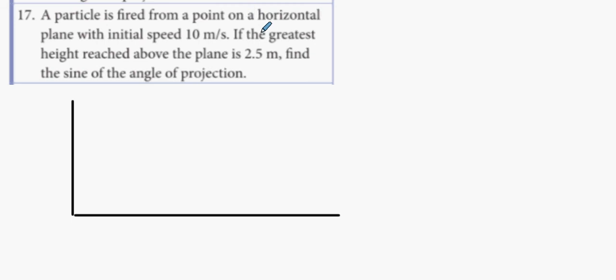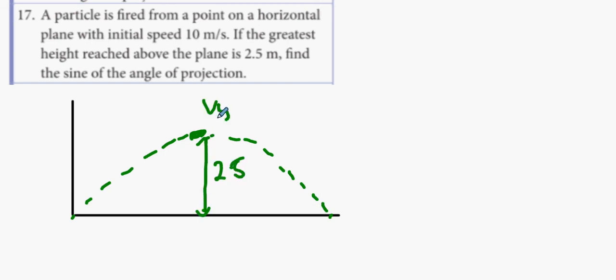So, fire it. The greatest height is here. It comes back down again, and you're at 2.5. That's where your vy equals 0, because you can't go anywhere. Then you have your angle, so you should have 10 cos alpha and 10 sin alpha.